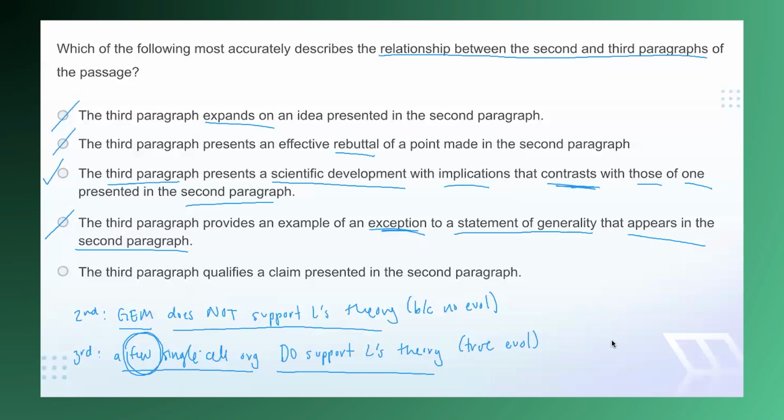And then kind of a similar thing is going on in E as in D. There's nothing to qualify. Both paragraphs are true. They just contrast. So once again, we can eliminate. And this means we can confidently pick C as our answer.